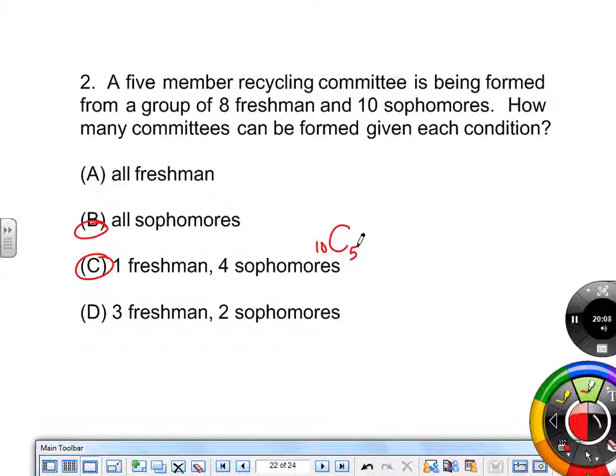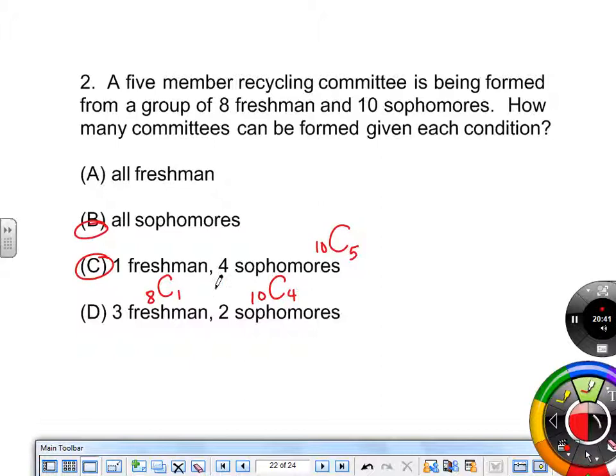Okay. Now, if they say the committee can consist of 1 freshman and 4 sophomores, this is actually 2 different decisions, right? First, you're going to go and choose your 1 freshman. Then you're going to choose your 4 sophomores. So this is going to be 8 choose 1, and this is going to be 10 choose 4. Now what to do with those 2 numbers?